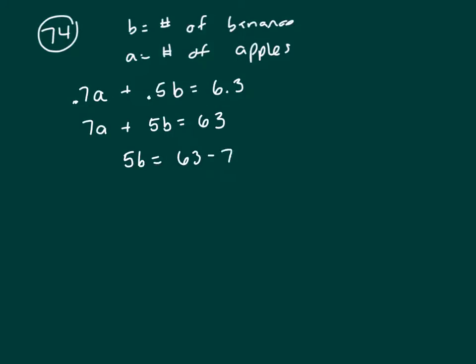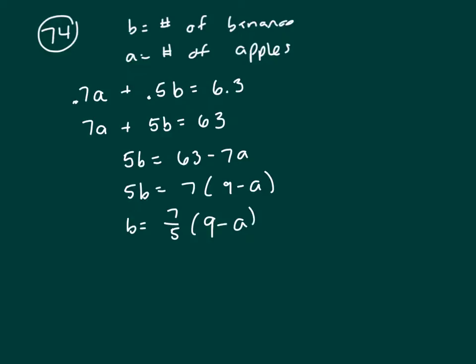So 63 minus 7A. Let's solve for B, the number of bananas. I'll tell you what, before we do that, hold on. I'd like to factor out the 7, so that's going to be 9 minus A. Factor a 7 out of both of those. And now divide by 5. So that's going to be 7/5 times (9 minus A).